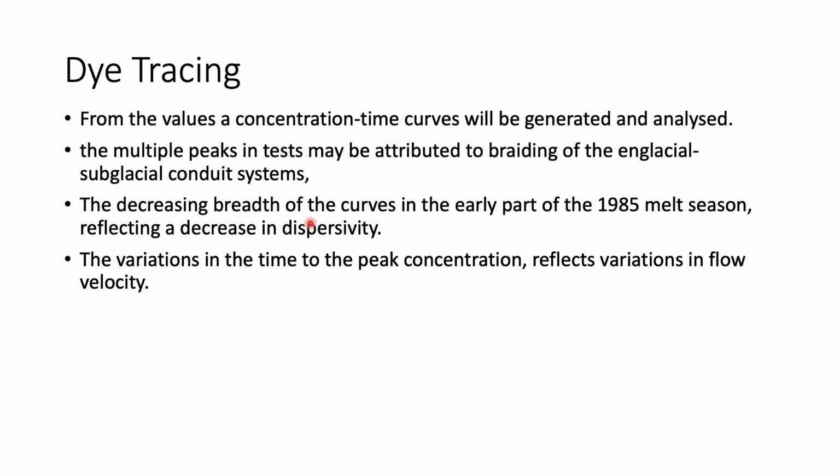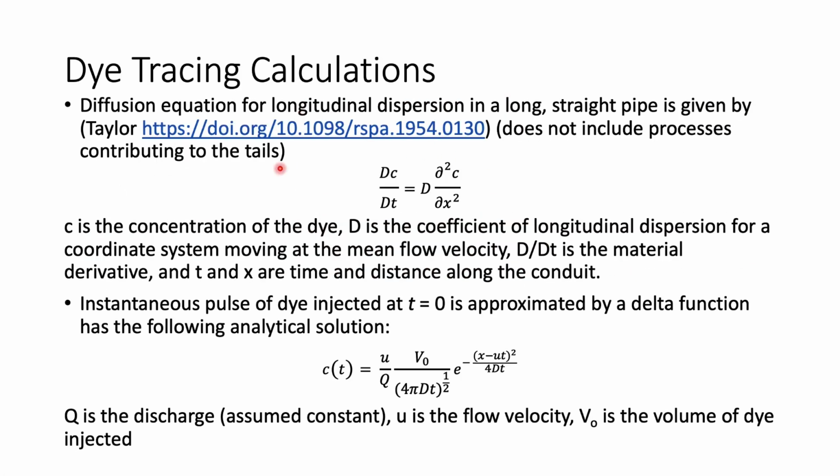The decreasing breadth of the curve in the early part of the 1985 melt season reflects a decrease in dispersion. So this is where people started doing that analysis, in early 1985. The variation in the time to the peak concentration reflects variation in flow velocity. So this is how we can find out how the dye is moving from one place to another. And some of the calculations are given here. There is a paper which talks about this in an elaborate way.